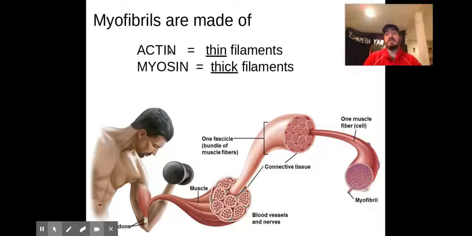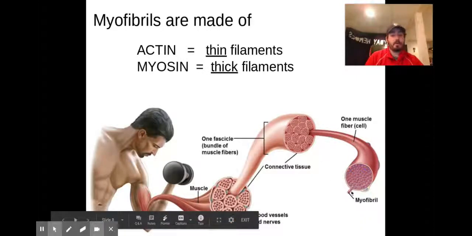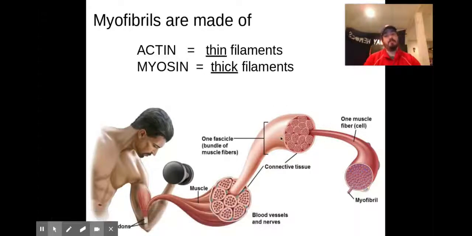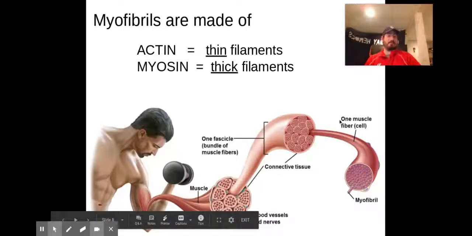So actin, thin, is what I always think about it. Actin, add a H, thin, actin, thin, right? Myosin, thick, okay? Those are what the myofibrils, which are the fibers that make up the muscle cell or fiber, which all those muscle cells make up a fascicle, and all those fascicles make up a muscle. Woohoo, we're getting good here.